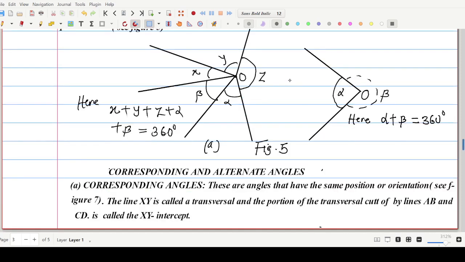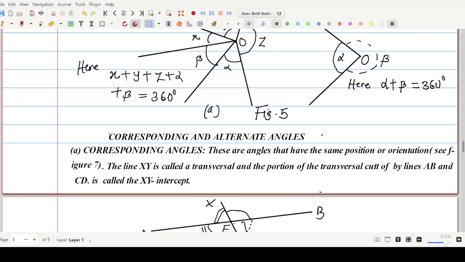All right, so let's continue our study. Now I want to look at what is called corresponding and alternate angles.